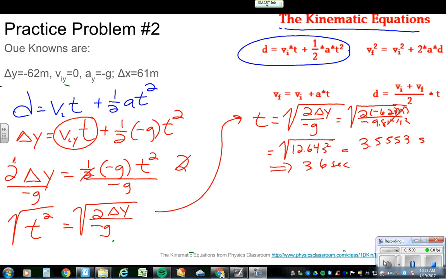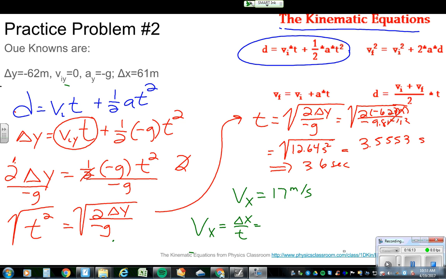And so now I need to take that time and apply it in the horizontal direction. So I'm going to let you solve for your horizontal velocity now that you know your time. Pause the video here to see what you get. You should have calculated a velocity in the x direction of 17 meters per second. And the way you get that is just from the horizontal equations, which is this. Velocity in the x direction is change in x over time.